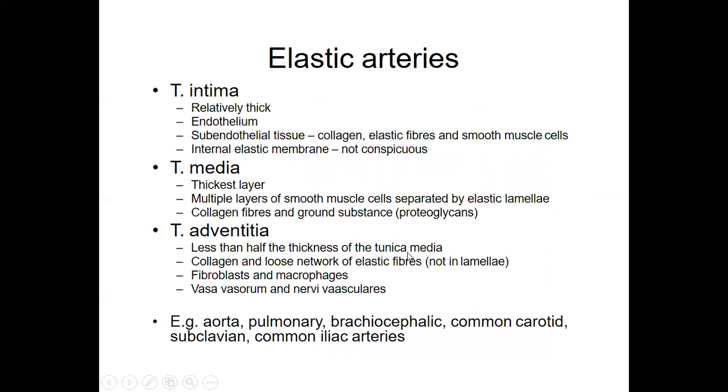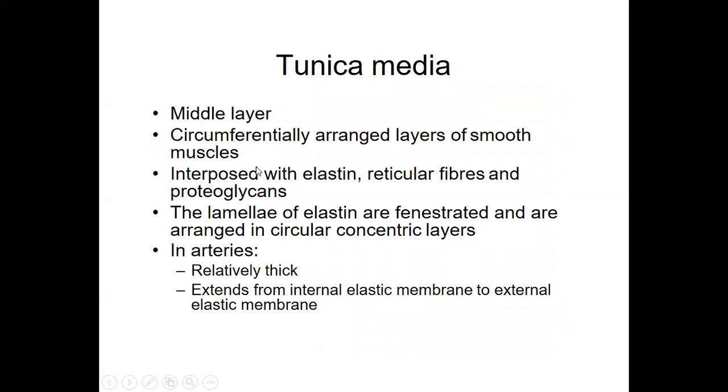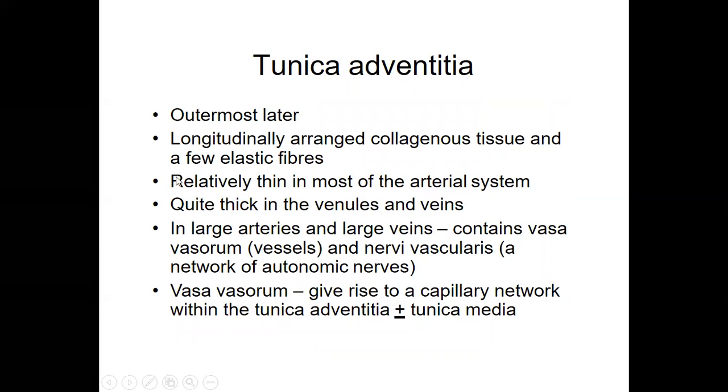That is the features of the tunica media. And how about the tunica adventitia? It is the outermost layer, longitudinally arranged collagenous tissue with few elastic fibers. You can find only a small number of elastic fibers here. The tunica adventitia is relatively thin in most of the arterial system. In arteries it is thin, but it's quite thick in veins. So this is a way to differentiate between artery and vein, because the adventitia is thin in the artery but thick in the veins.